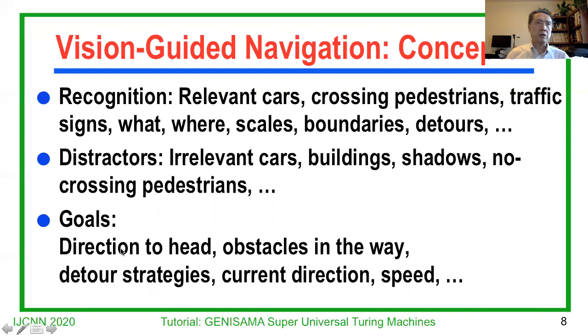And the goal is the direction to head. This is from GPS, for example, or from a map that a human reads. Then you may have an obstacle in the way, and you want to have detours. You avoid maybe crowds, and you will then determine the current direction and how fast you go.